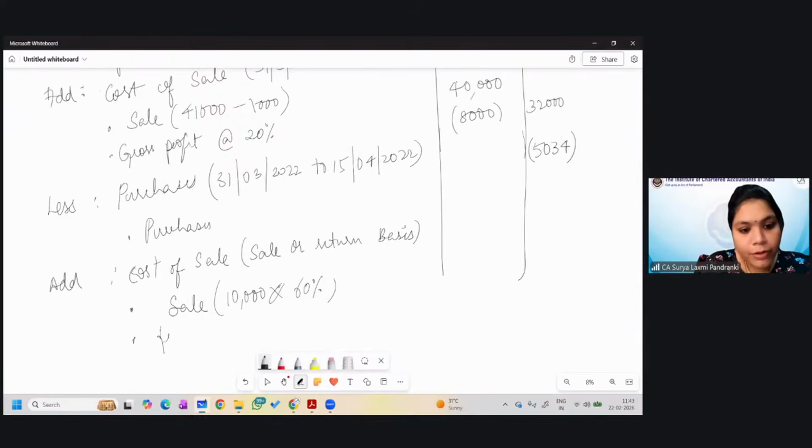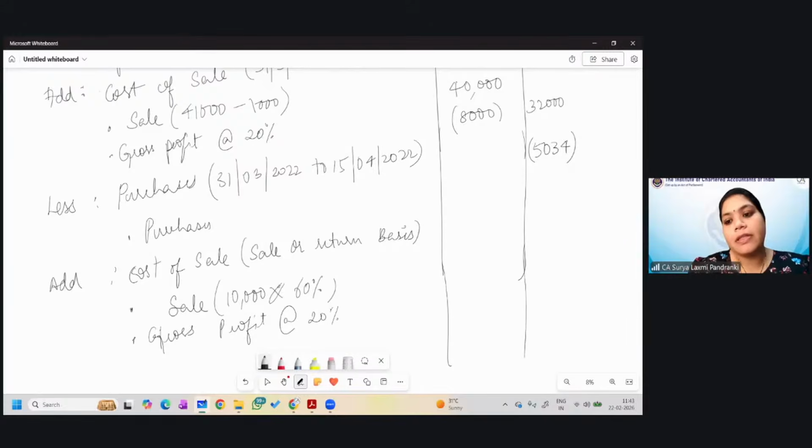Then gross profit on this is again at the rate of 20%. So 10,000 into 60% is how much? 6,000. And 20% on 6,000 is how much? 1,200. And then the final figure is 4,800.